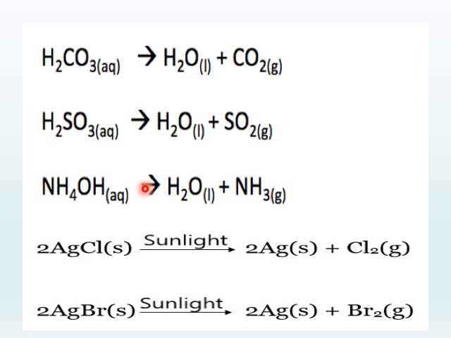Arrow yields silver chloride, S means solid form. Arrow to form, S for solid, G for gas. Plus sign is used for separating silver from chlorine gas. Silver bromide is in solid form, S solid, silver. Plus sign is used for separating two products, Br2 bromine gas.